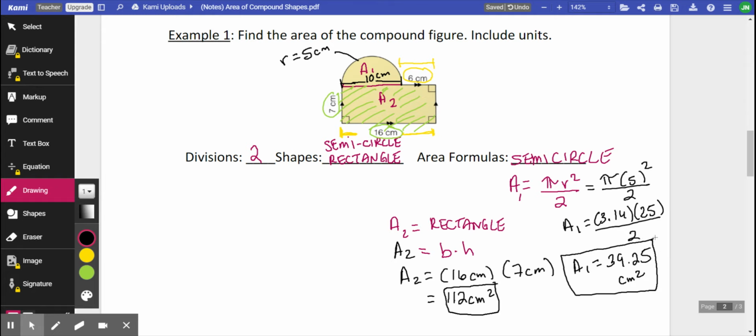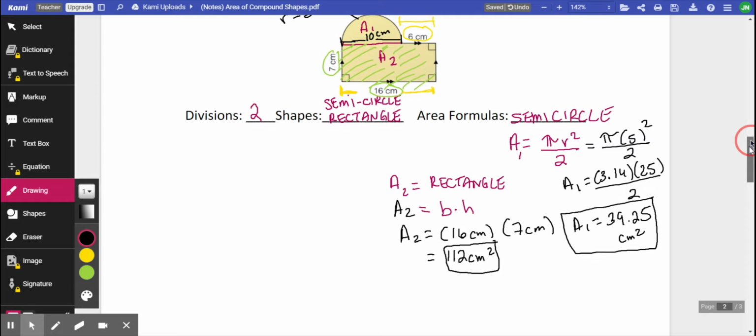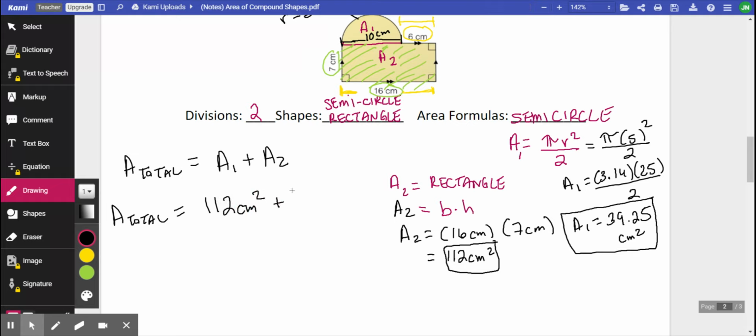Okay, now that we know what area 1 and area 2 are, how do we find the area of the compound figure? So what do we do with area 1 and area 2? So essentially what we want to do is add it up, right? So the total area is equal to the first area that we chopped up plus the second area. So the total area is equal to 112 plus 39.25 centimeters squared. And when I add that, I get 151.25.